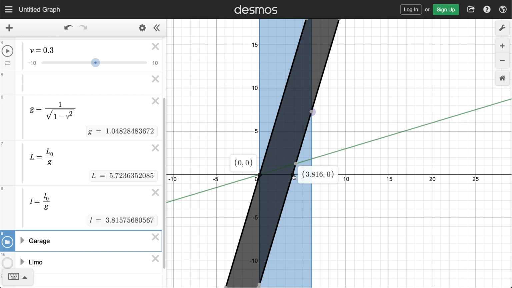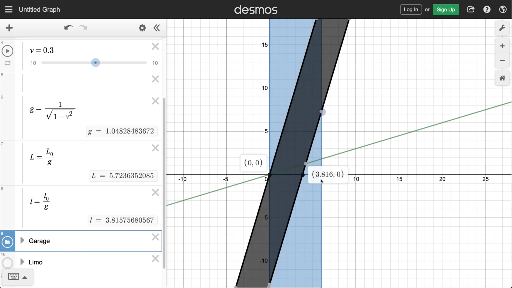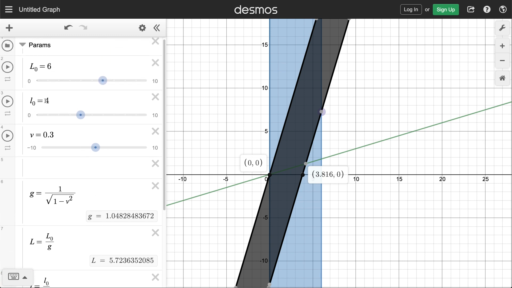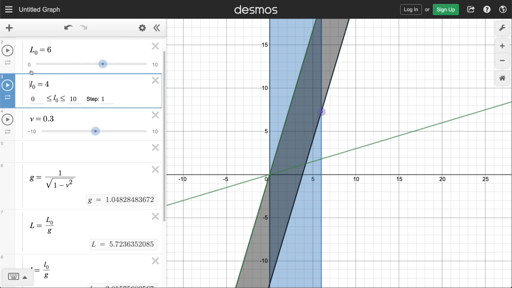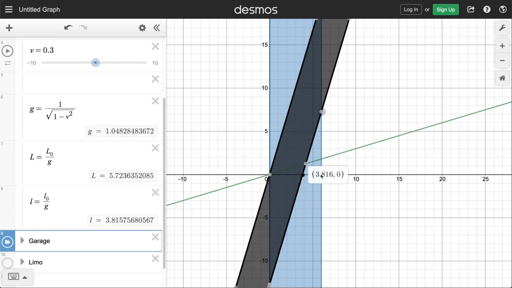Because we're observing the limo moving in the garage's reference frame, this 3.186 would be the contracted length of the limo. And that's just this L0, which is 4, divided by this factor of g. That's what I was calling gamma, but they don't have gamma in Desmos, so I'm just calling it g. When you do L0 divided by gamma, you get the contracted distance of the limo, and that just so happens to be 3.186.